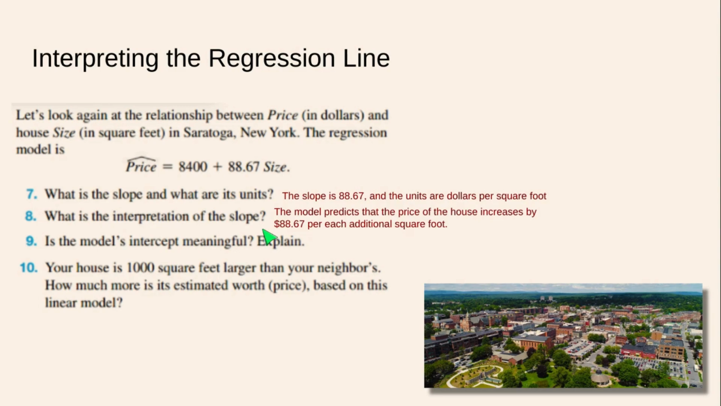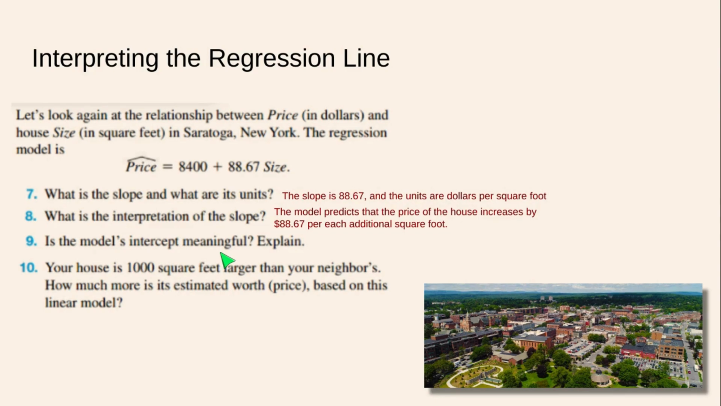All right, so we are increasing, the model predicts, this amount of dollars per each additional square foot of our house in Saratoga, New York. Is the model's intercept meaningful? This is a question I can almost guarantee you will see on the AP test somewhere. Is the model's intercept meaningful, and explain?